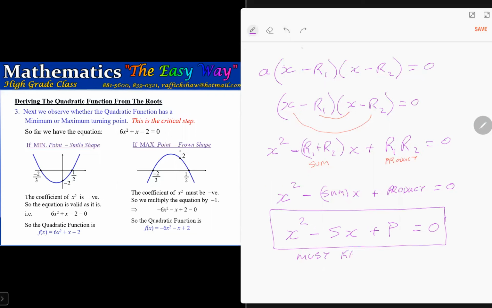If you're going to use the other method, this is what you must know. And we know that s equals the sum of the roots and p equals the product of the roots.